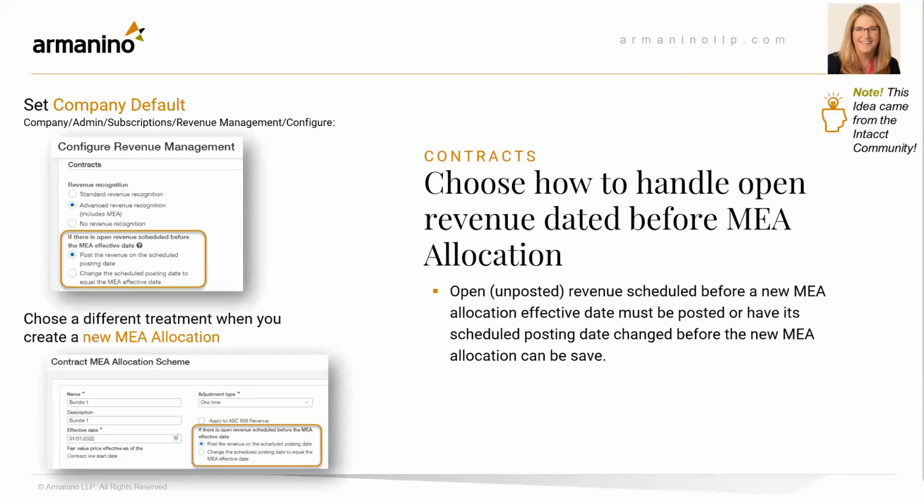And then you can choose how to handle open revenue data before the MEA allocation. So this is trying to help you reconcile open unposted revenue schedules before a new MEA allocation effective date. They must be posted or have their scheduled posting date changed before the new MEA allocation can be saved. And there are two places that you can set that. You can set it as a company default in configure revenue management, and you can choose it to be different for your specific MEA allocation scheme.